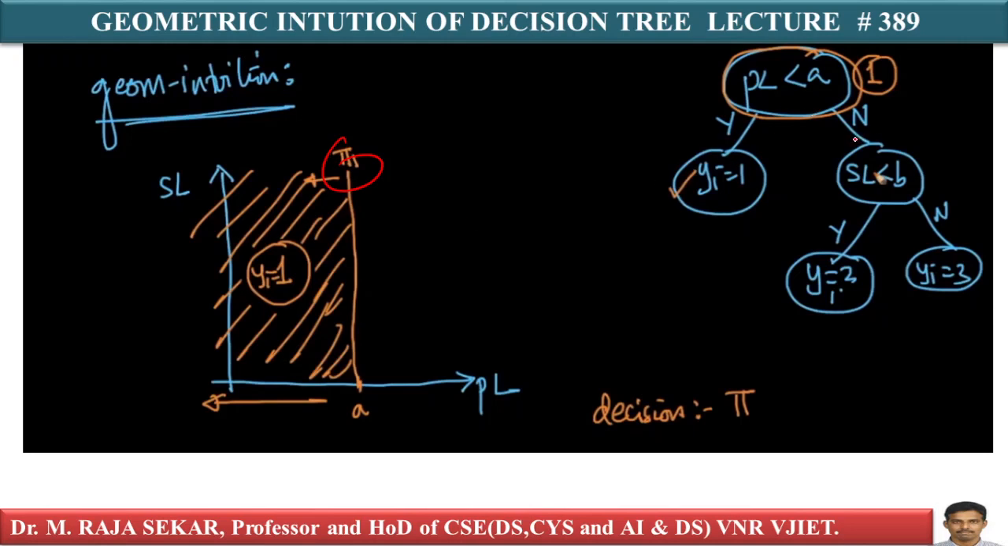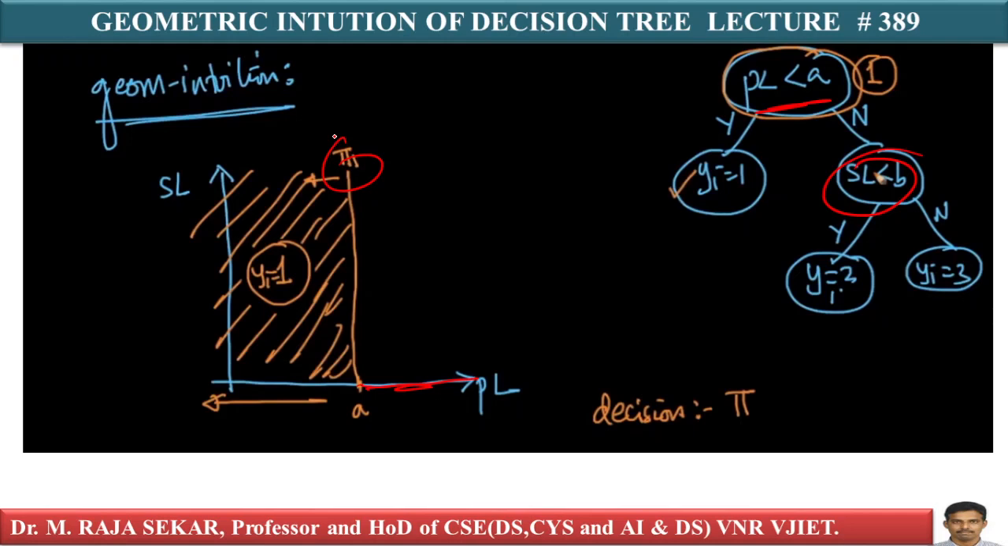If it is no, what is the region? This is the region. No means what? Less than A, no means it's greater than A. This is the region. Then if it is no, where do we have to go? Sepal length less than B, isn't it? If it is no in the region, petal length less than A is not less. This is no means what? Not less than A. In that case, where do we have to go? We have to go to sepal length less than B, isn't it?